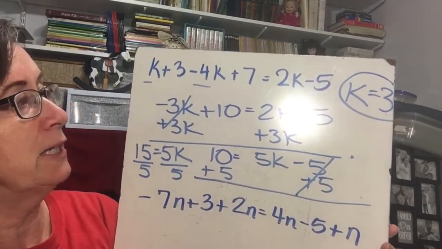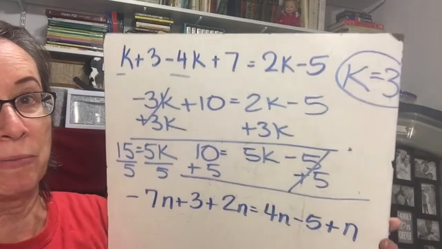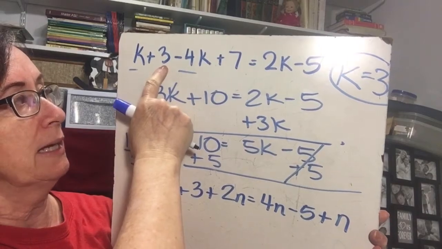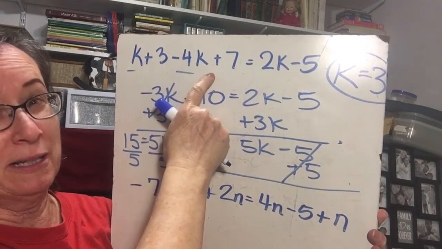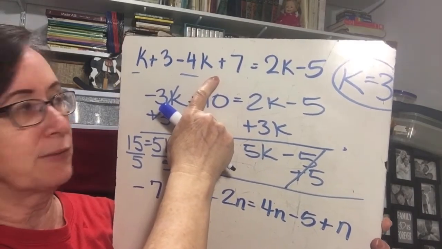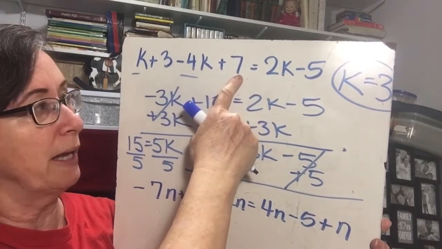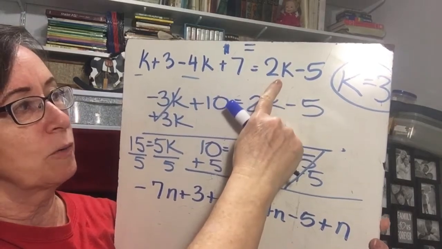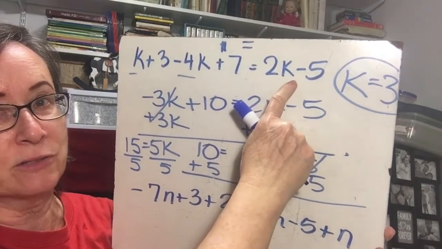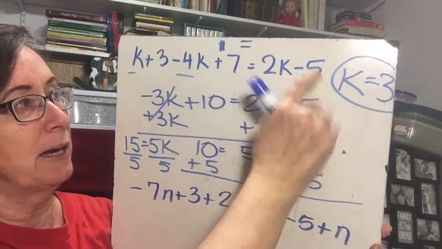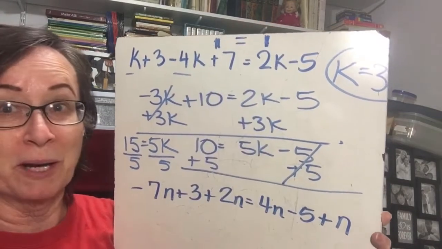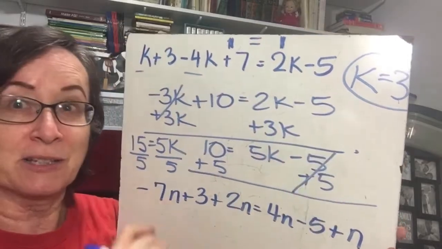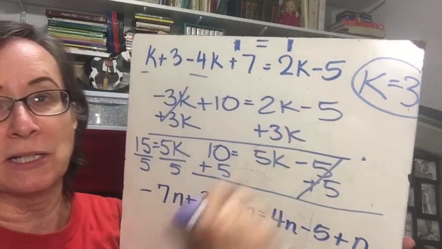Okay, if we just do a spot check going back through, 3 plus 3 is 6, minus 12 is negative 6, plus 7 is 1. So on the left-hand side, we got a 1. Over here, we get 2 times k is 2 times 3 is 6, minus 5 is 1. We get a 1 on both sides, therefore, the solution is correct because it makes the statement true.